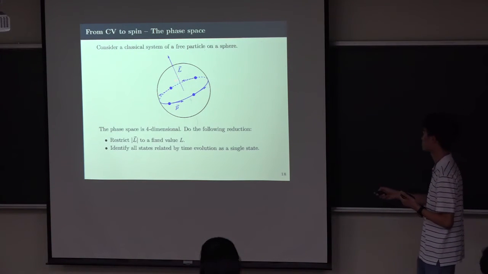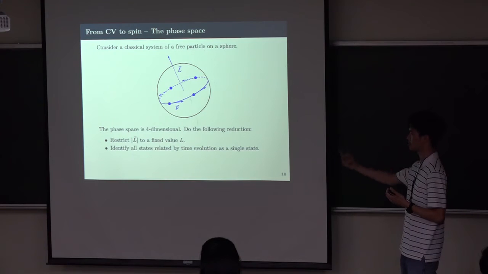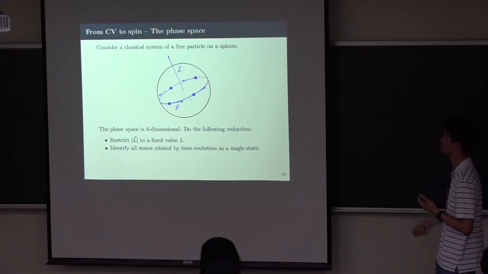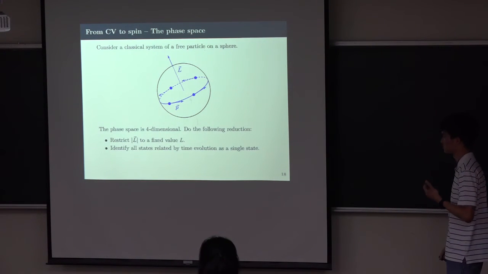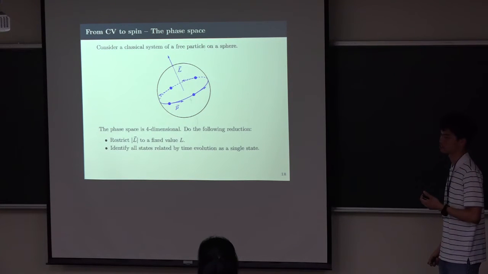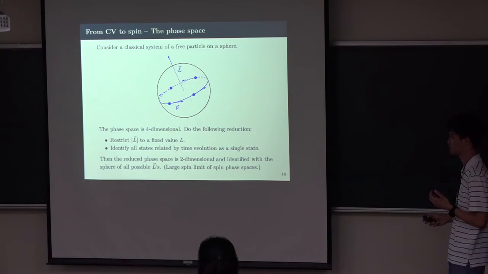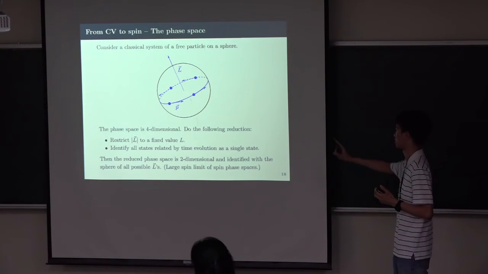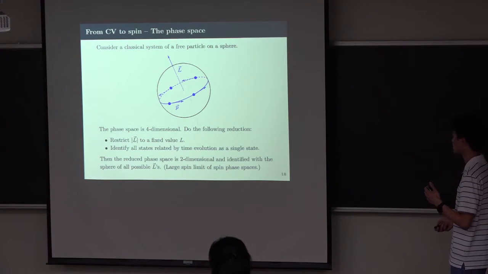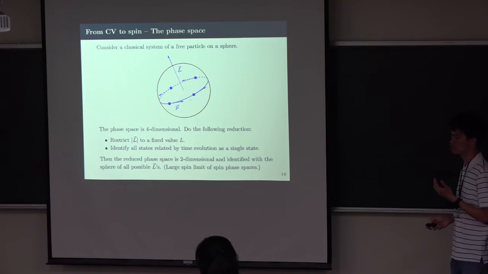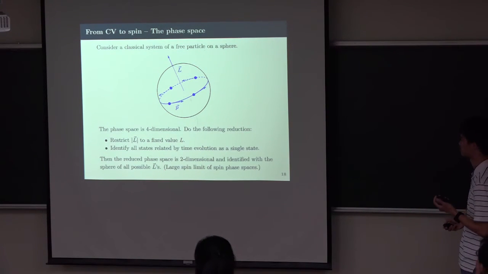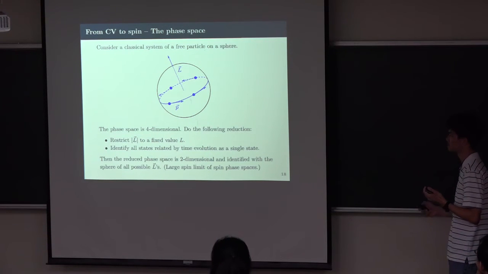For example, these 4 states are moving on the same great circle, so these are the same state. This further reduces the phase space to 2 dimensions. What's interesting is that the 2-dimensional reduced phase space can be identified with all the possible L's. So this is the large spin limit of a spin coherent phase space, and this is the phase space.